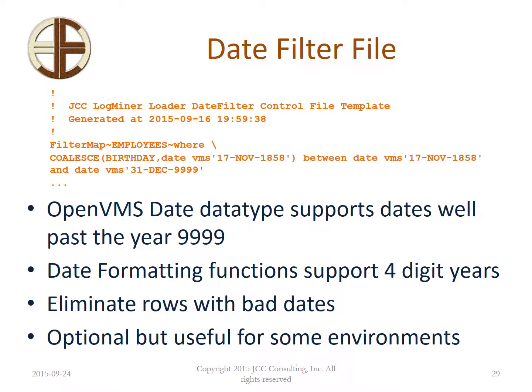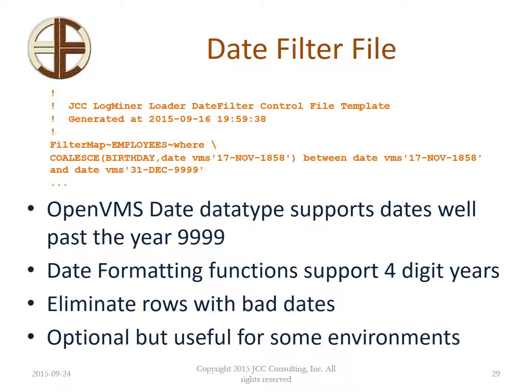The date filter file we added in support of clients who frequently had bad dates. The OpenVMS date data type supports dates well past the year 9999. However, the date formatting functions only support 4-digit years. What this filter map does is filter out anything with a date outside of the range of valid VMS dates. It's optional, but it's useful in some environments.